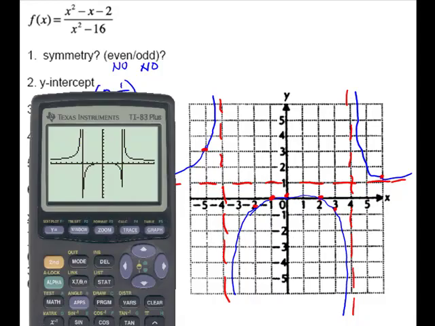So I just wanted to pull our graphing calculator back up so that you can see that our graphs look alike.